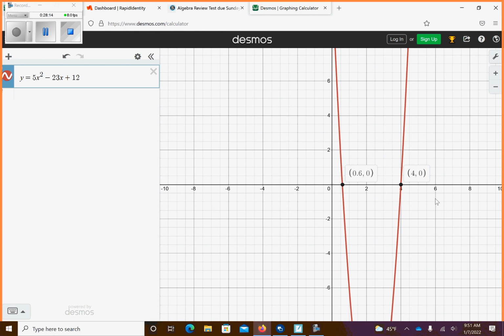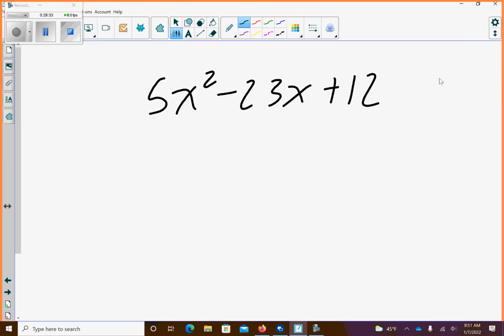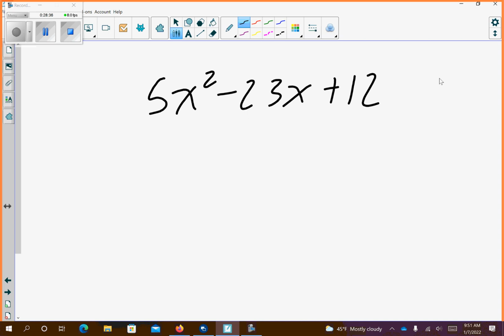You still with me? I'm looking at just the x component. So I come up with 0.6 and 4. X equals 0.6, x equals 4. I'm writing those up there so I can remember them. Does everyone feel comfortable with what I just did? Okay. So because we use Desmos, we can now say x equals 0.6, x equals 4. Still with me?